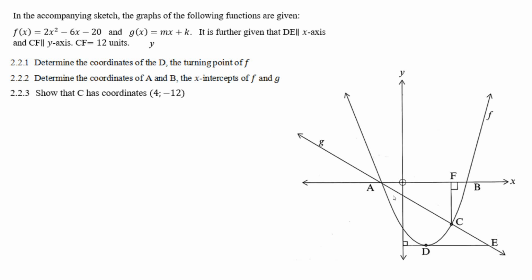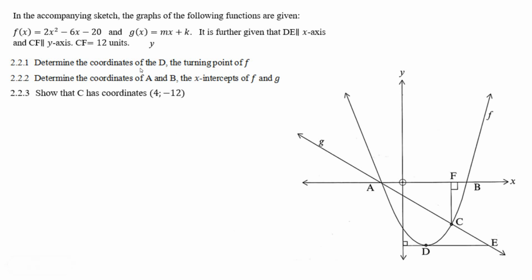It's further given that DE is parallel to the x-axis and FC is parallel to the y-axis. That's kind of important for getting some coordinates and things. They also tell us that from C to F is 12 units, so that means you must be going down 12 here to get to C. That's pretty useful. Now let's just try this.